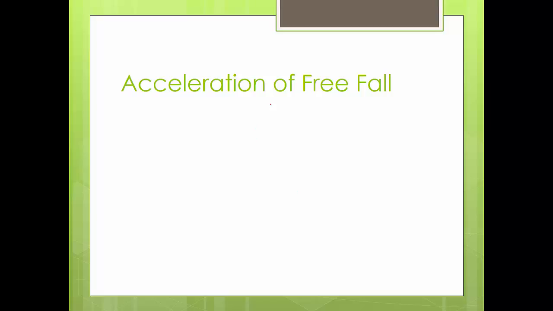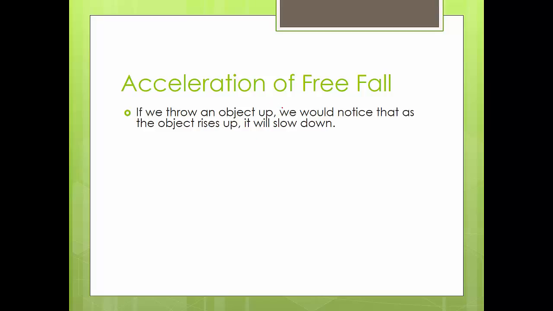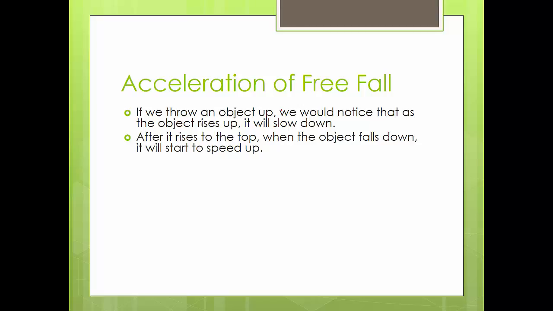Right now we come to a special section called acceleration of free fall. Free fall means motion under the influence of gravity. If you throw an object up, you'll notice that as the object rises, it slows down. But after it reaches the top, as it falls down, it starts to speed up. So going up, you slow down, and after it reaches the top and goes down, you speed up. This is what you should observe.